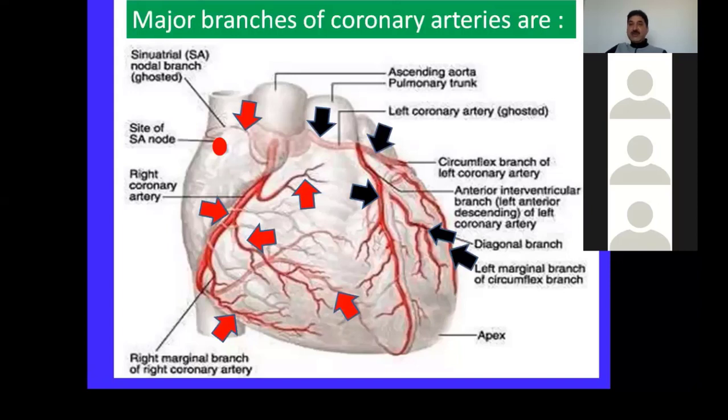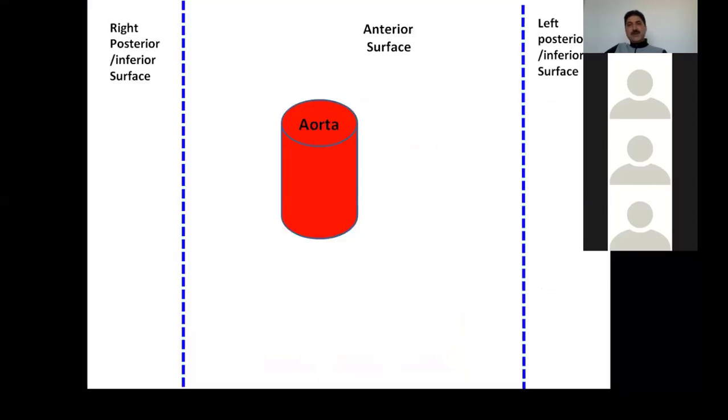So if I ask you what is the blood supply of the infundibulum or conus, it is supplied by both the right as well as the left coronary arteries through the conus branch. Clear to you? Is everything clear to you? Yes, sir. Okay.